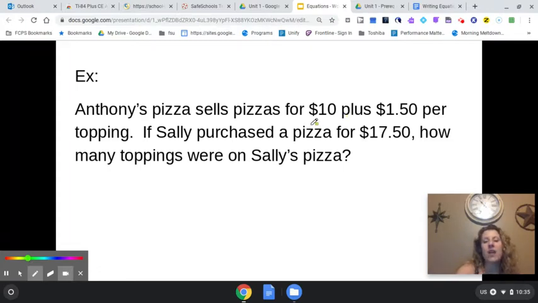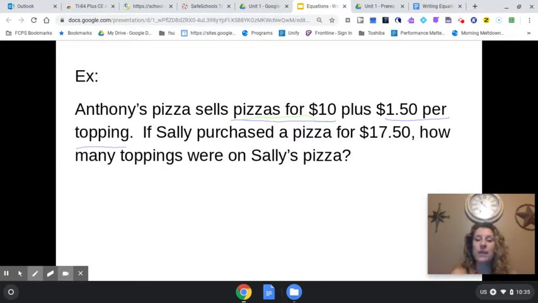So hopefully they sell pizzas for $10. Also, that color green is not showing up very nicely, so I'm going to switch to blue here, guys. Okay, so pizzas for $10. We also have $1.50 per topping. And then Sally purchased her pizza for $17.50. Everything else is kind of, well, I guess the question's important. How many toppings were on Sally's pizza? So we want to figure out that at the end, but that's pretty much the important parts of this scenario.